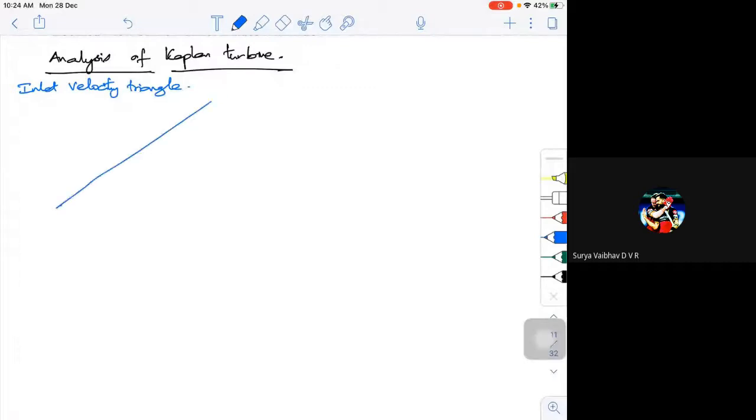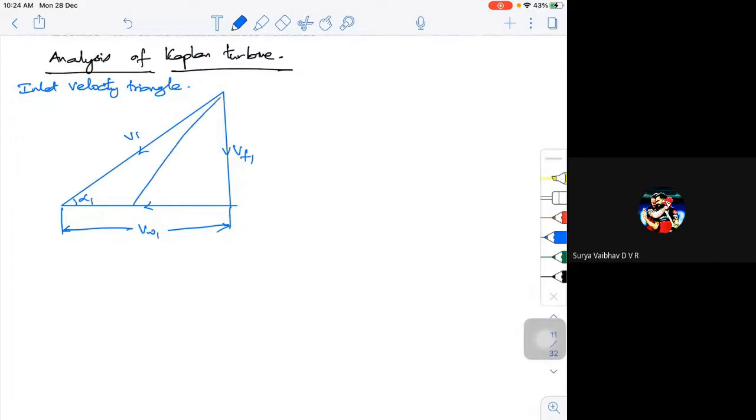So this is my V1, and I have a tangential component of it. I don't want to write the same thing I wrote for the Francis; here I'm trying to show you the zoomed view. So this is my VW1, and this is my VF1. This is my alpha. Then I have a VR1, which will be somewhere like this. This is the relative velocity, this is my beta 1, and this is my U1.